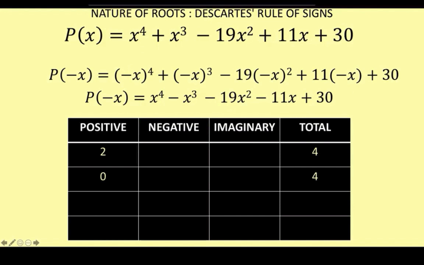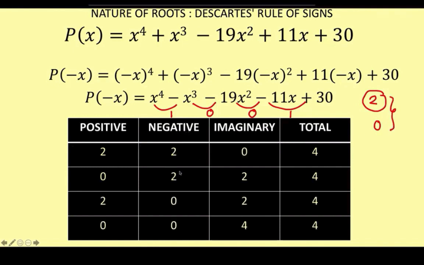Then let's count the number of sign changes. From positive to negative, there is one sign change here. From negative to positive is one sign change. And so we have a total of 2 sign changes of p of negative x. That implies that we can either get 2 negative real roots or less than this number by an even integer. We can either get 2 or 0 negative real roots.